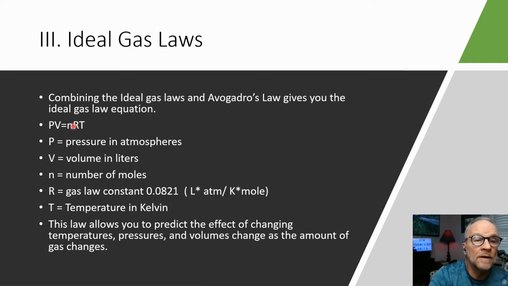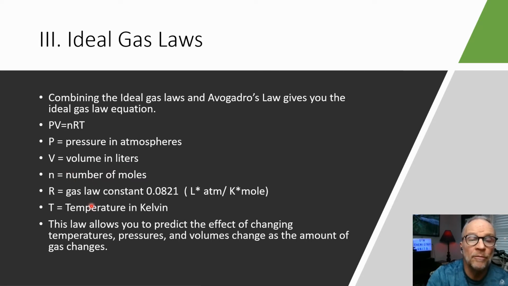PV is equal to nRT. P, of course, is for pressure. We will explain why, but pressure has to be in atmospheres and volume has to be in liters. Before, you could have any type of measurement there. You could have milliliters for volume, or torr for pressure. But here we've got to have these specific units for the ideal gas law to work.